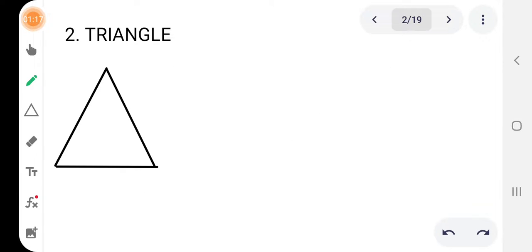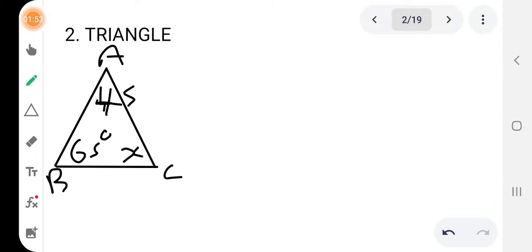Now let's take a given triangle. They say this is angle A, this is B, this is C. In this case, this is 45 degrees, this is 45 degrees, this is 65 degrees. You are required to find angle x.